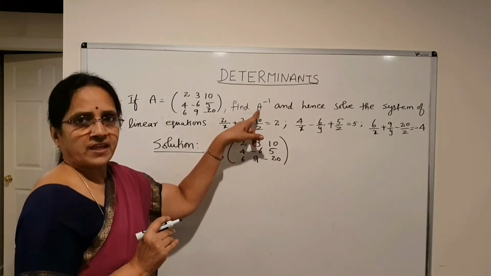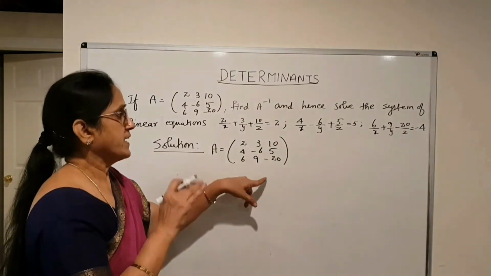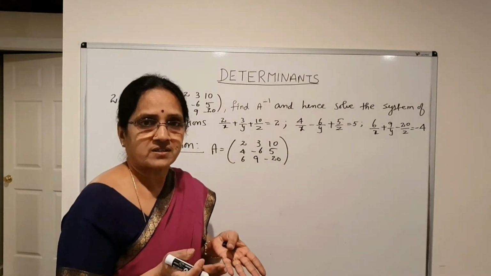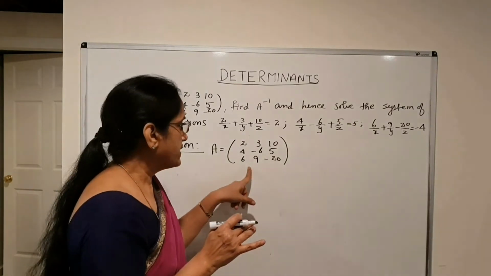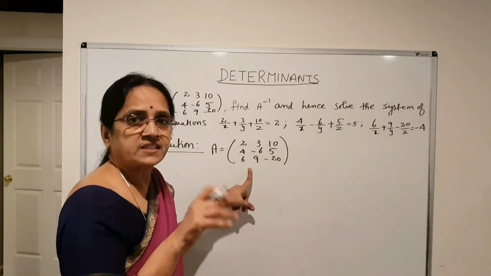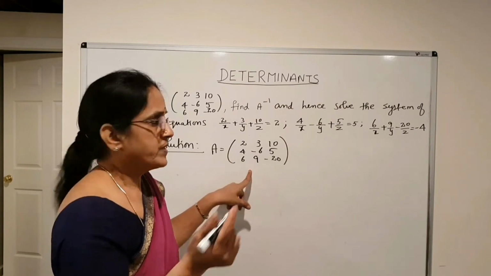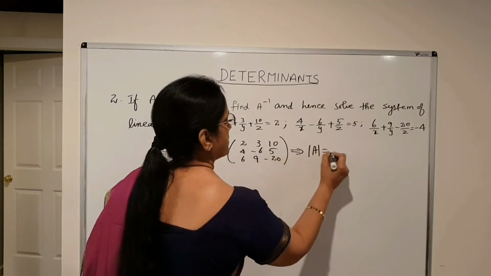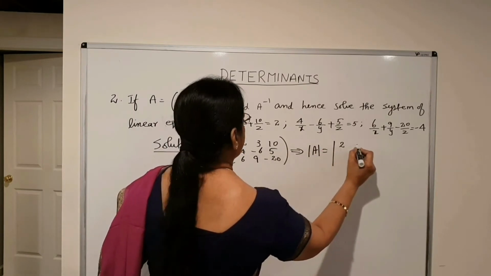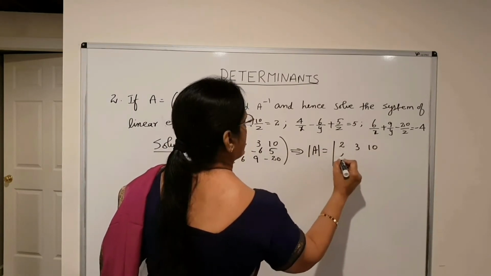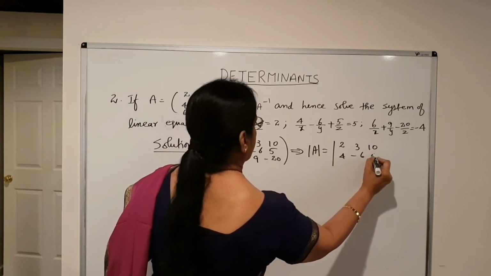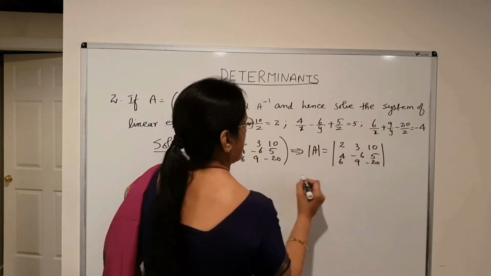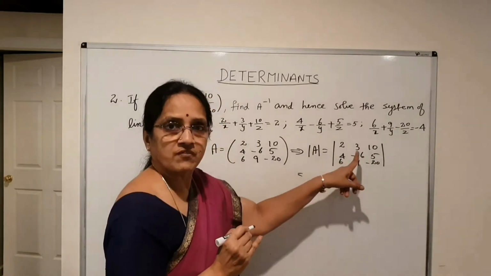You need to find out A inverse. Before finding A inverse, first of all, we need to find out whether A inverse exists or not. For that, you need to find the determinant value of A and that should not be equal to 0. Let us verify that. This implies determinant A is equal to determinant 2, 3, 10, 4, minus 6, 5, 6, 9, minus 20. Let me expand this using the first row.